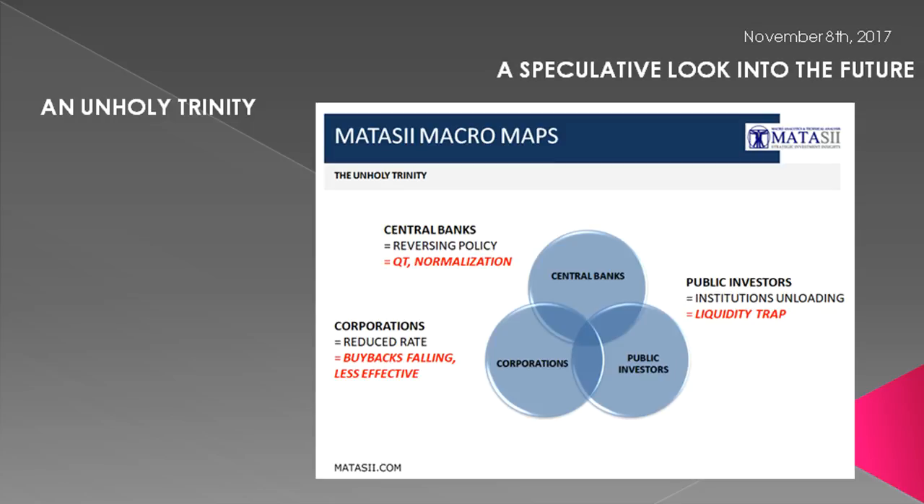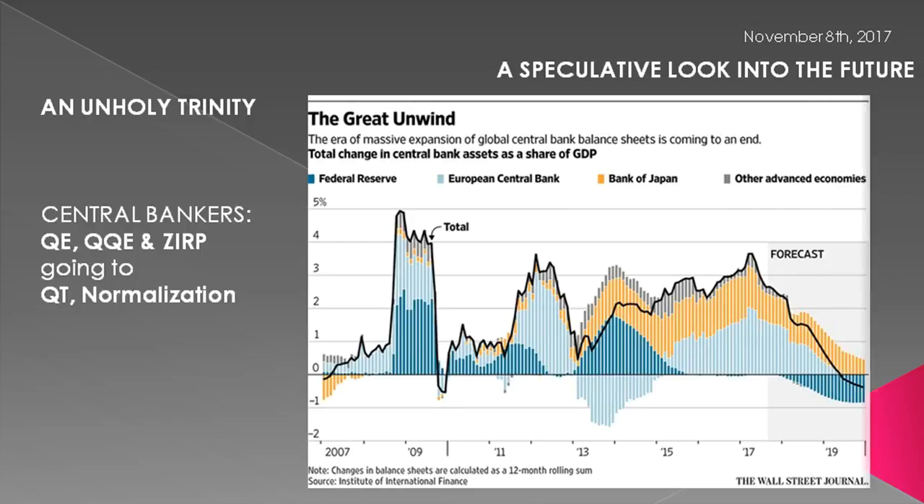Central banks are reversing policy to quantitative tightening and normalization. Corporations are reducing the rate of stock buybacks, and public investors are heavily into passive investments that may lack liquidity if aggressive selling occurs, which is specifically the reason they were bought in the first place. Consider the degree to which these shifts are actually now occurring.